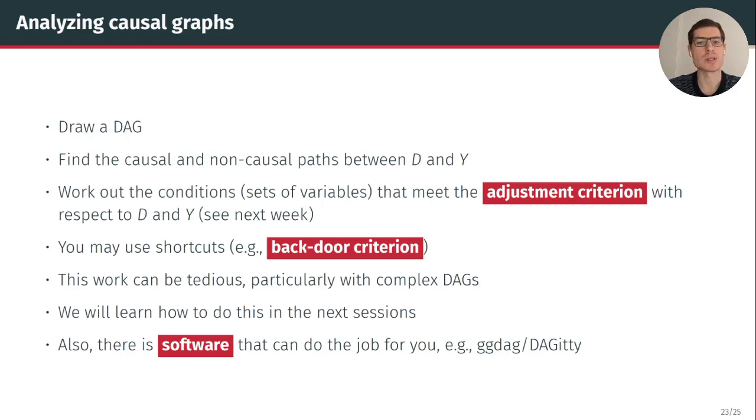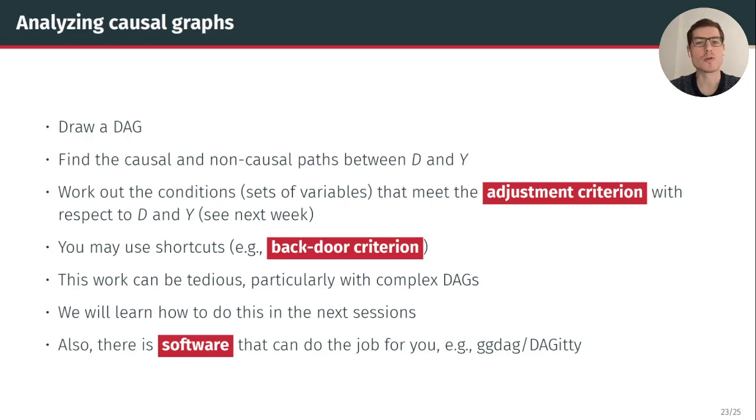So you would start and draw the DAGs, and that's probably where most of your intellectual energy should go, right? Because again, it involves thinking about theory, observations, empirics, and so on. Then you would draw it, revise it, draw it, revise it. And then you would start to look at it and find the causal and the non-causal paths between D and Y. So we've talked about causal paths, and we'll talk much more about the non-causal paths in the next sessions.